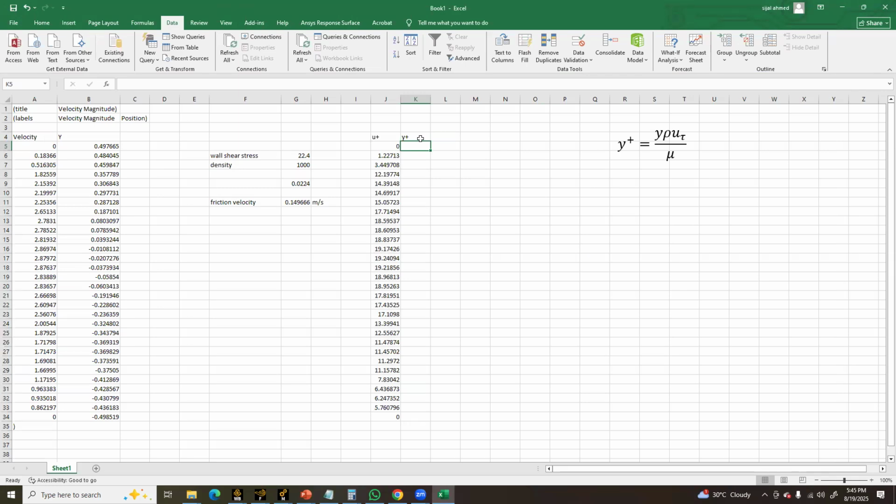Here I'm going to multiply Y with the density. Density was taken as 1000. And I will multiply with the friction velocity, which is given here. Again, I have to keep the same value in all the rows, so I will put the dollar sign in both column and row. And I need to divide by the viscosity. Viscosity was taken as 1, so I will divide by 1. There's no need of dividing by 1, but you can divide it.